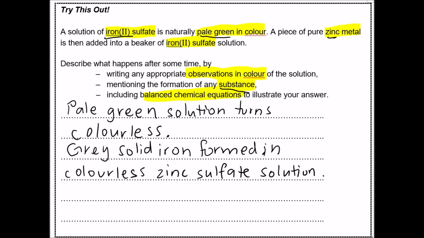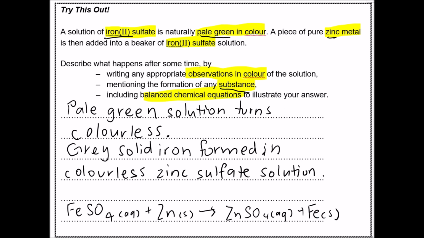Okay, the last part will be to include a balanced equation. So what is the equation? We have iron(II) sulfate plus zinc metal solid, and what does it form? It forms zinc sulfate plus iron. Okay, so that's how we will answer this type of question.